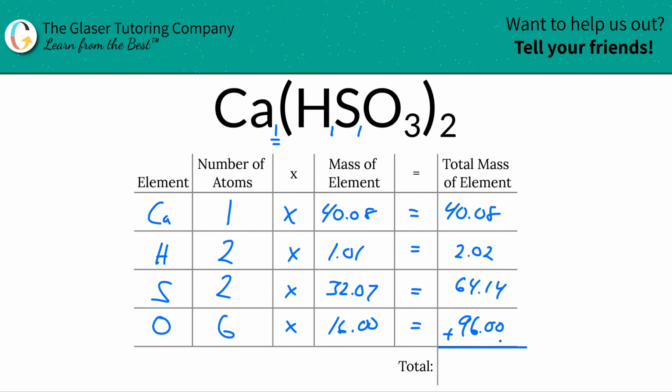And then to find now the total mass of the entire compound, all we're simply going to do is add this column up. So when we add that column together, we get a total mass of roughly 202.24. And since we're calculating molar mass, the units are in grams per mole.